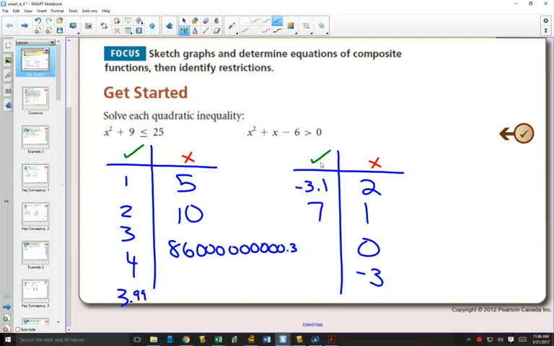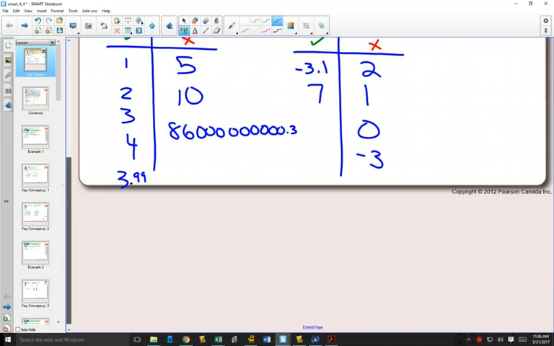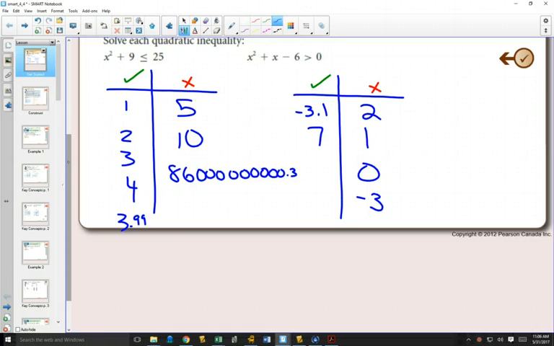We've created tables of values that work and didn't work for each of those. And now I'm going to remind you how we solve this algebraically. So what we did back in grade 11 when we solved an equation like this algebraically is you first found out where it was equal. So if I was solving this equation, x squared plus 9 equals 25, well, I could move the 9 over and square root both sides. And I'd find out that it's equal at plus or minus 4.